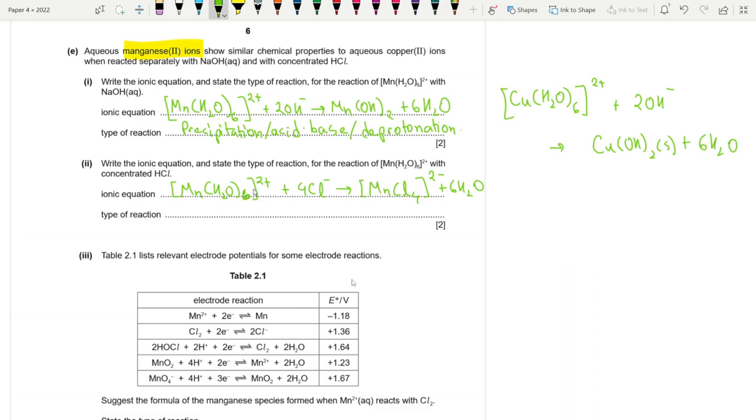It is a 6. What is the type of reaction? So what happened? Chloride just took the place of water. One ligand took the place of another. So this is in fact a ligand exchange reaction, or it's a substitution reaction, or replacement. First time I'm seeing this, or displacement. This is a common answer. It's a displacement reaction.